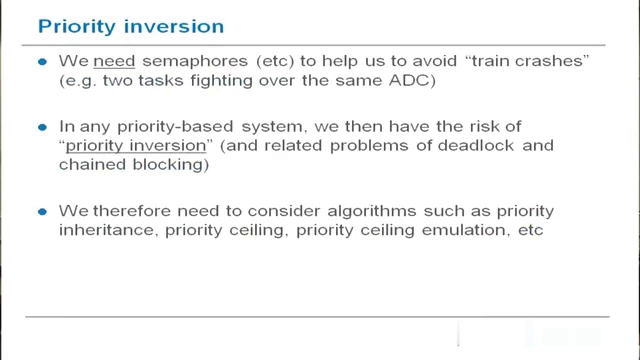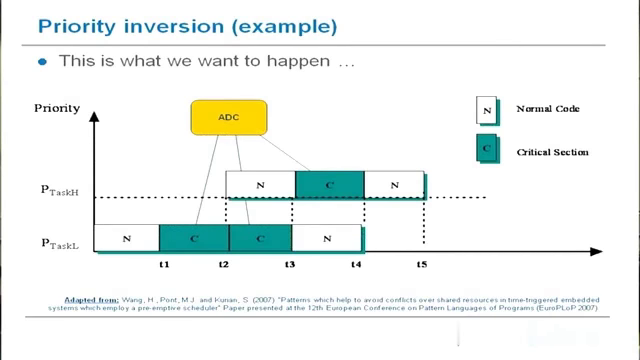So we talked about the fact that what can result from this is a period of priority inversion in your system. Let's look at that in slightly more detail and take it on to the next level and look at solutions to this. So this might be what we want to happen in a system.